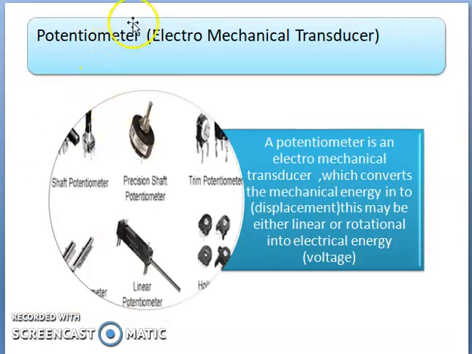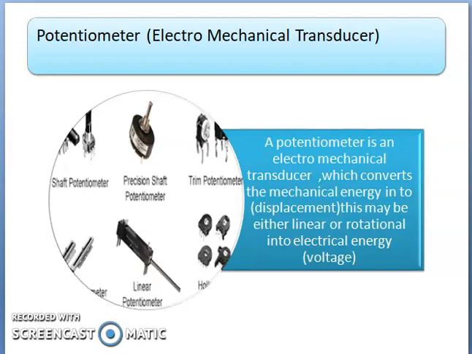Now, coming to the first application, potentiometer. Potentiometer is also called electromechanical transducer, which converts the mechanical energy into electrical energy. This mechanical energy is displacement, and this displacement can be either linear displacement or rotational displacement. So, the potentiometer converts mechanical energy into electrical energy, and this electrical energy is voltage.